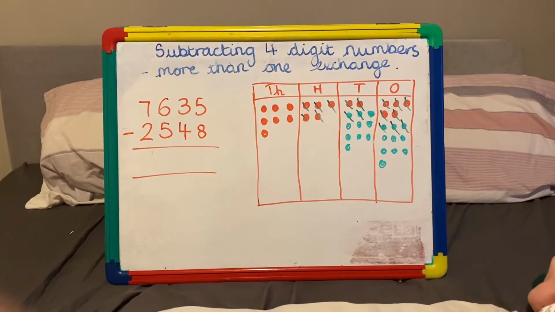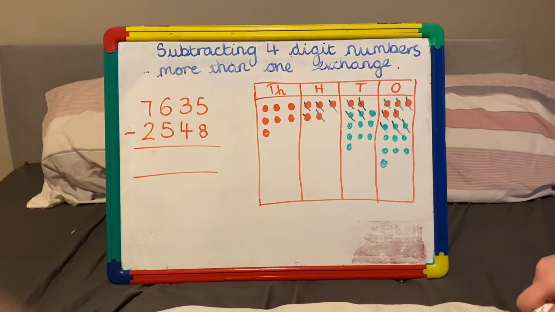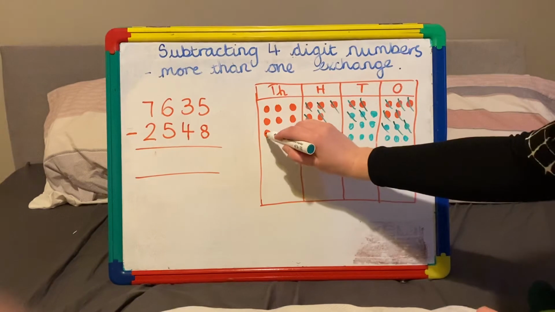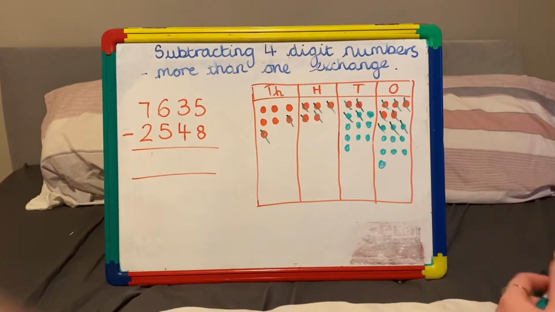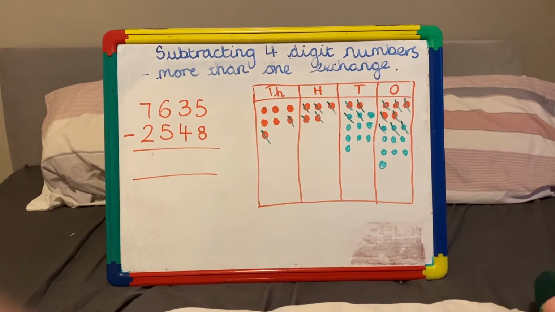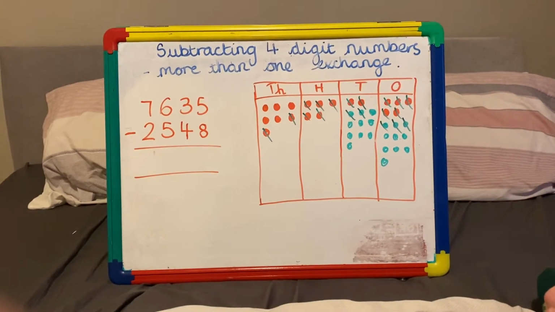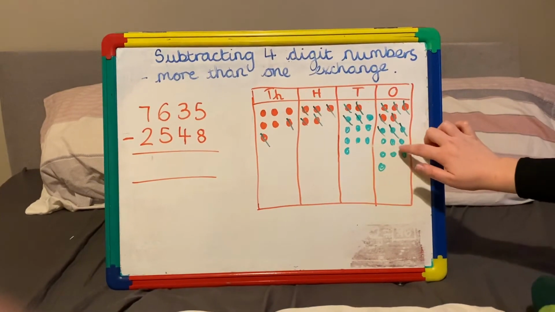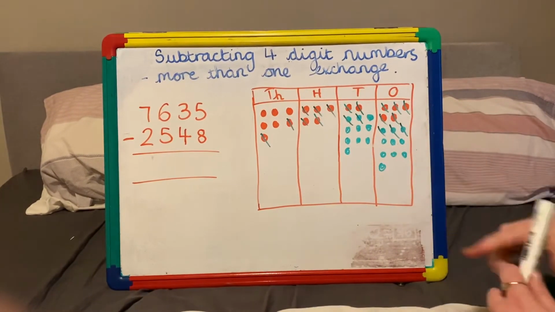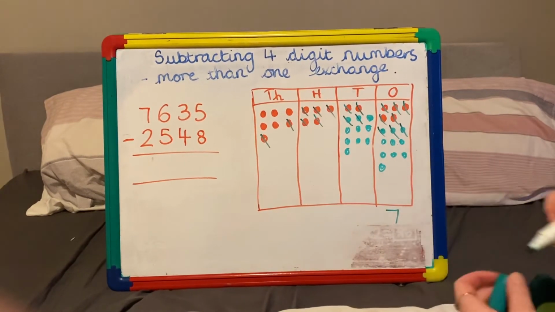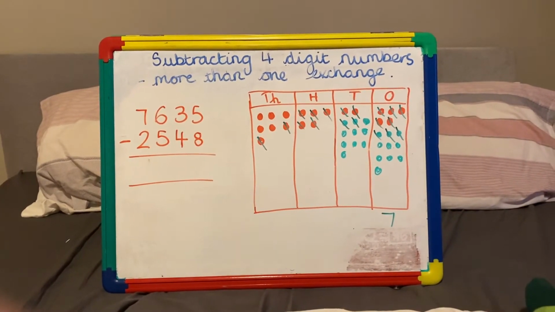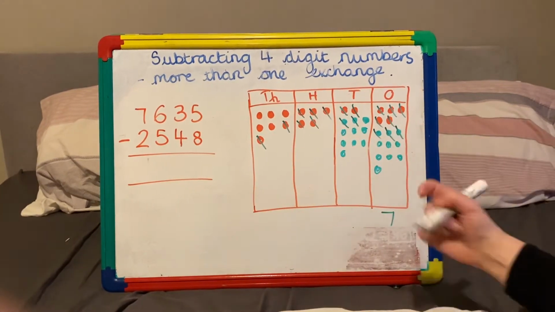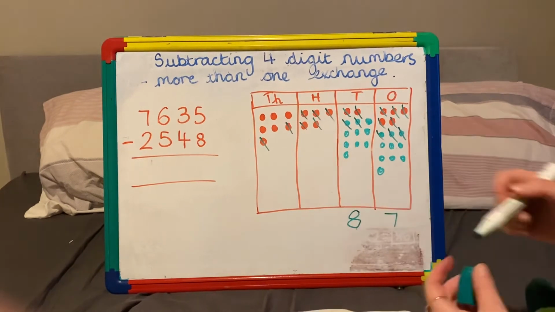Now I can move on to my thousands column. 7 thousands take away 2 thousands. So I'm going to take away 2 of those 1,000 counters. 1, 2. And now I can go back to the ones column and work out what my total is. So how many counters do I have without lines through them? 1, 2, 3, 4, 5, 6, 7. I'm going to put a 7 there. How many do I have in my tens column? 1, 2, 3, 4, 5, 6, 7, 8. I'm going to put an 8 at the bottom there.